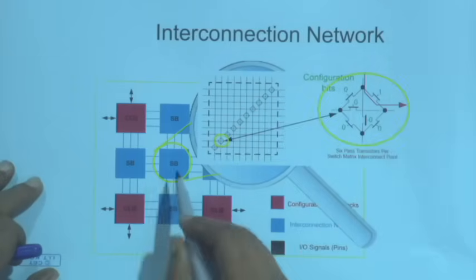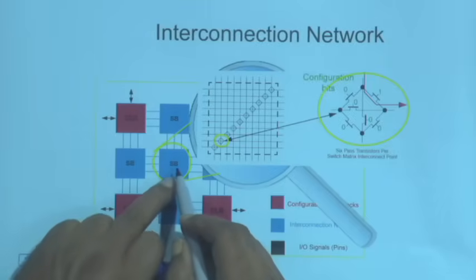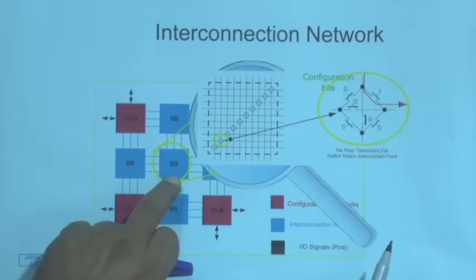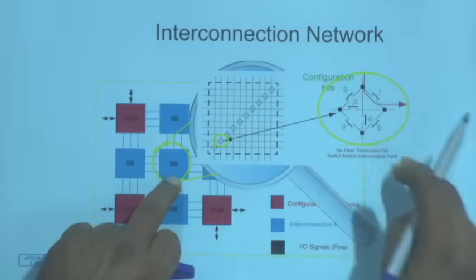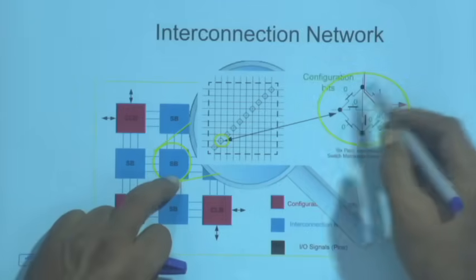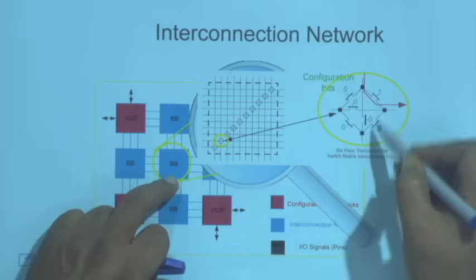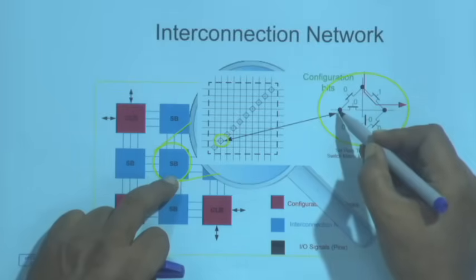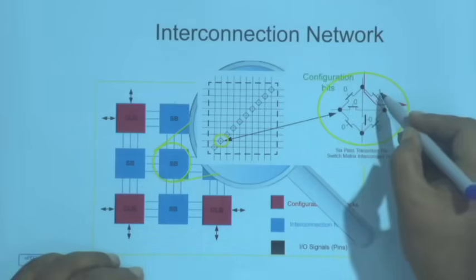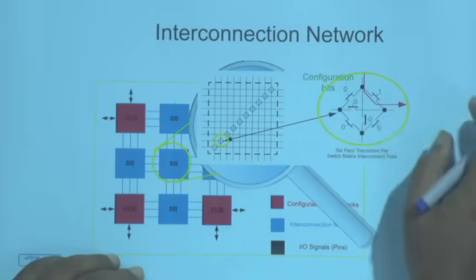So, for this switch box, what is my program? My program will be 0, 0, 0, 0, 0, 1, right, 6 bits. If I make it so, then this and this are connected. If I make it 1, 0, 0, 0, 0, 0, that means this and this are connected, right. Am I clear?